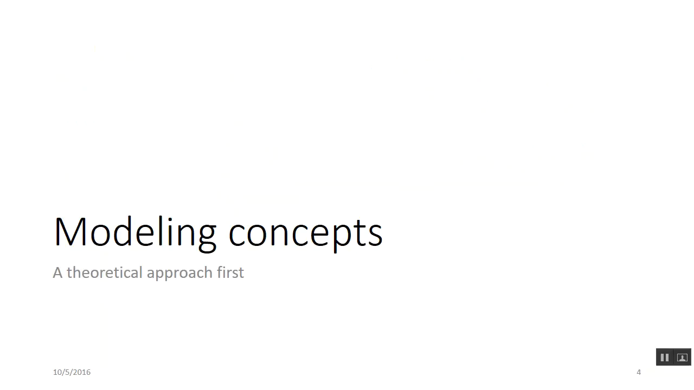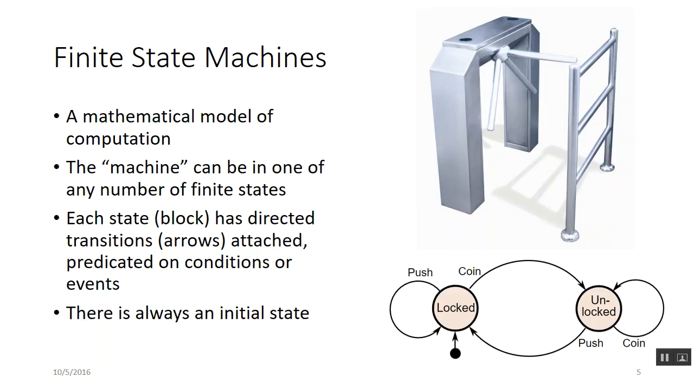Okay, so first things first, let's talk about finite state machines. A finite state machine is a mathematical model of computation, and I think this is a nice, easy one to start with, the turnstile. If you look at this lower part, these bubbles, these circles, are the states that the machine can be in. And when I say machine, I'm not talking about this machine. I'm talking about this conceptual diagram. The machine takes particular states, and so it has a locked state and an unlocked state.